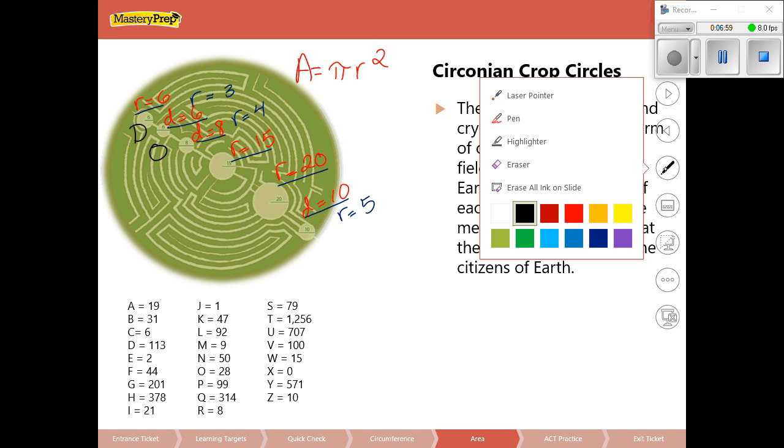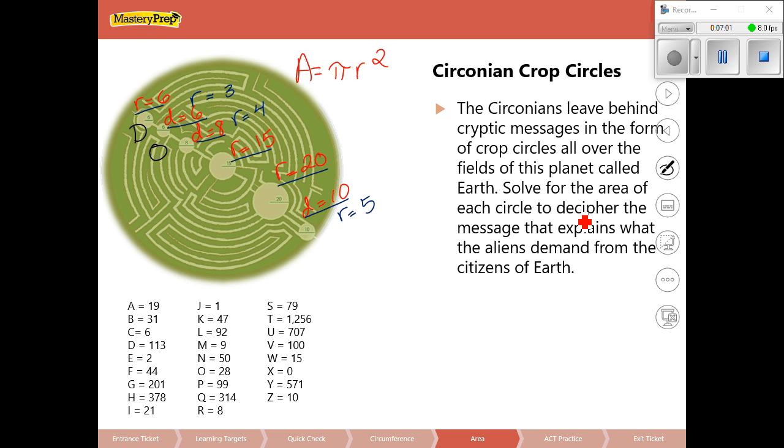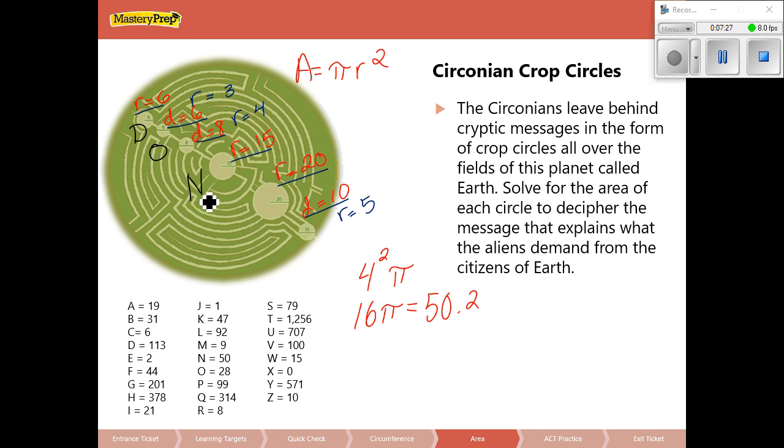and then we can look at the next one, which has a radius of 4. So we're saying 4 squared times pi. And 4 squared is 16 times pi will give us approximately 50.2, which rounds to 50, giving our next letter as N.